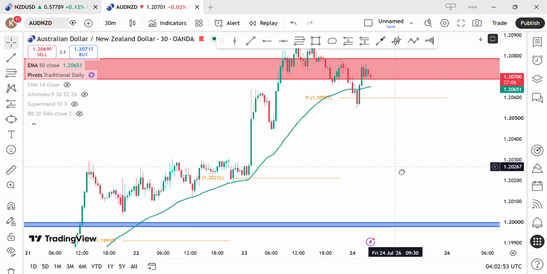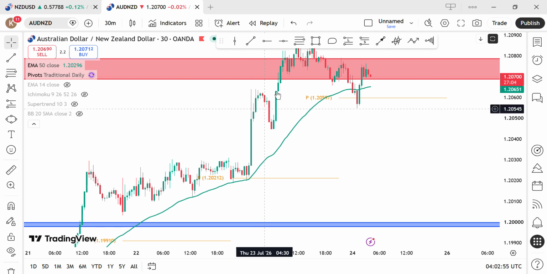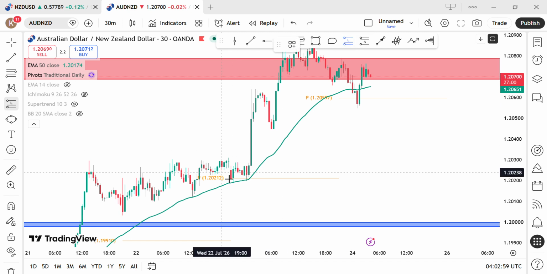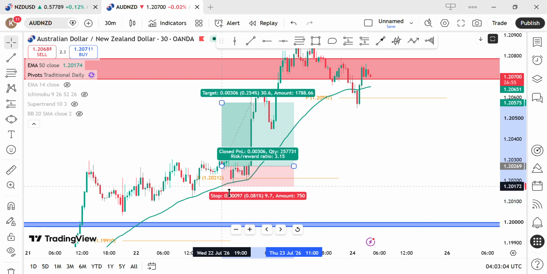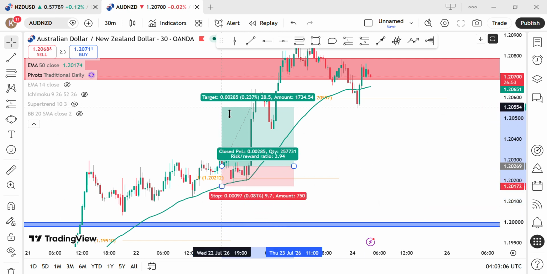So when price came and rejected the 50 EMA and then the pivot level, then we took our entry long at this candle here, and we put our stop loss below the lows, and we targeted 1 to 3 again.